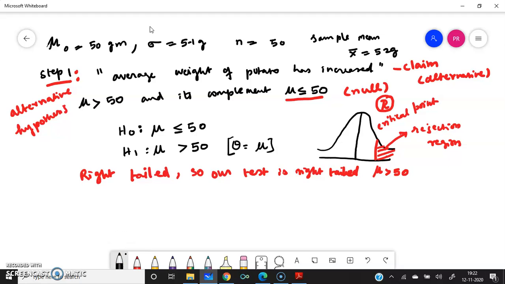Now we go to step 2. What is our step 2? After setting the null and alternative hypotheses, we fix the alpha.